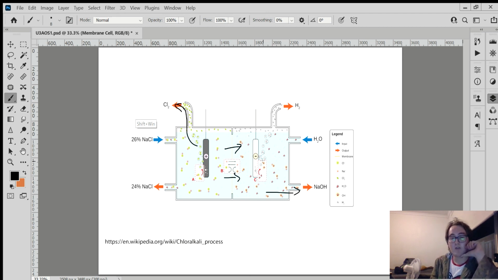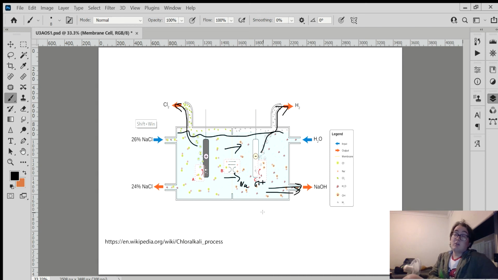Because this is an aqueous environment, the water is being reduced. So it's all water. And the water gets reduced, producing hydrogen gas, which goes out. So we're left with sodium and hydroxide ions. Sodium hydroxide is fairly useful in a few things, so we like to get that out as well.